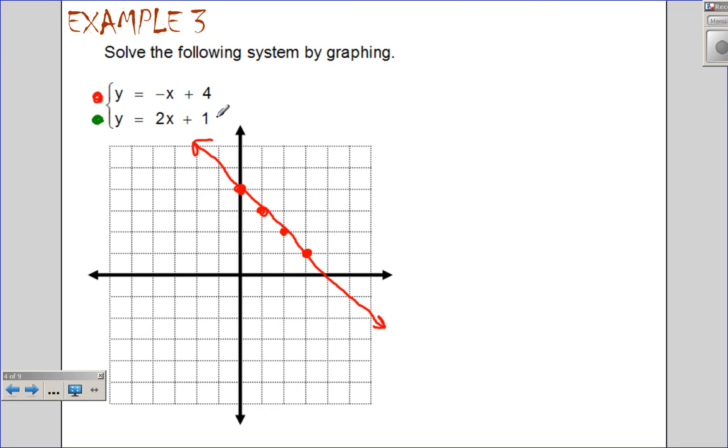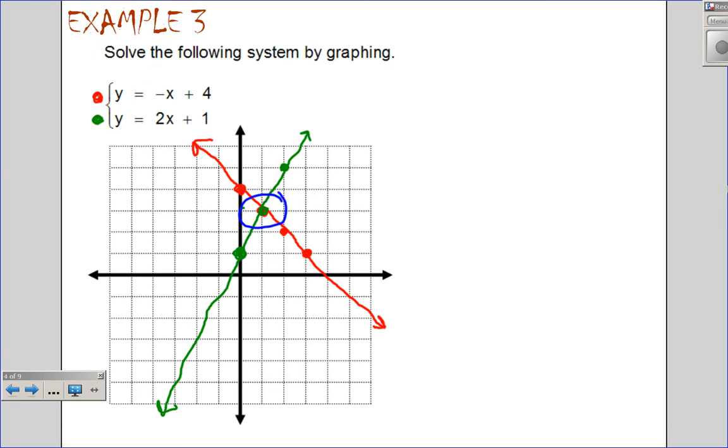And I'll graph the second equation, 2x plus 1. So I start at the plus 1. 2x tells me rise 2, run 1. So up 2 over 1, up 2 over 1. And I could connect those for my graph. And there's my line. So once again, I'm looking for the point of intersection. It looks like they intersect right there.